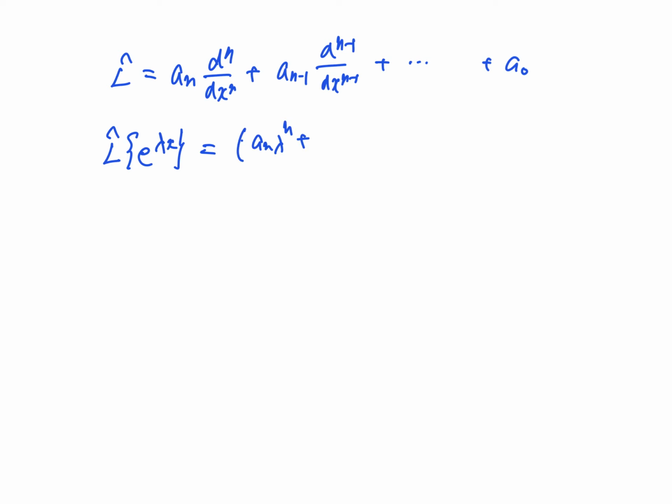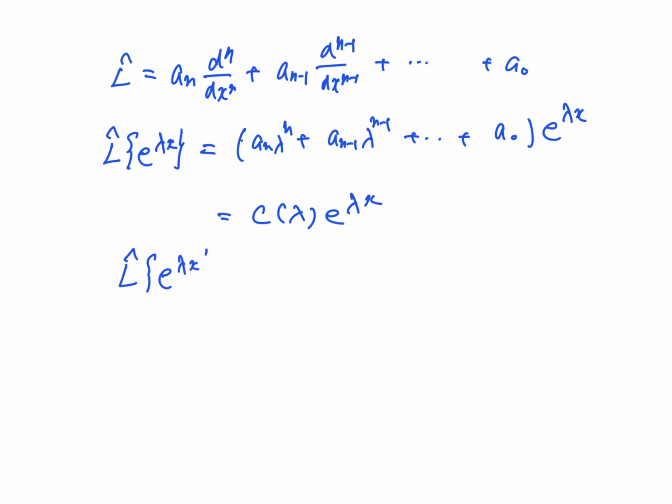Or L is a_n d^n/dx^n plus a_{n-1} d^{n-1}/dx^{n-1} plus and so on plus a_0. Then L exponential lambda x is what? We have a_n lambda^n, a_{n-1} lambda^{n-1}, up to a_0, times exponential lambda x, which is C lambda exponential lambda x, right? And if we substitute lambda equal to lambda 1, the same as C lambda, but this is 0, right? From our previous result.